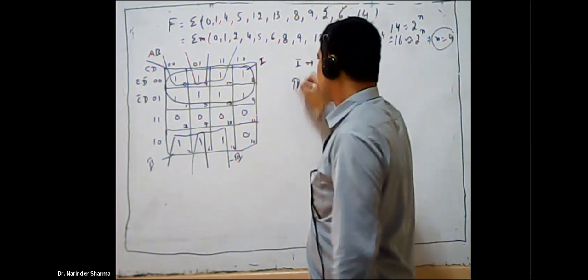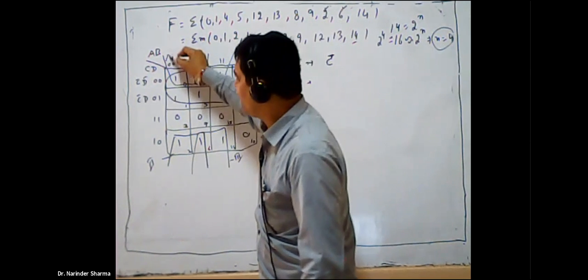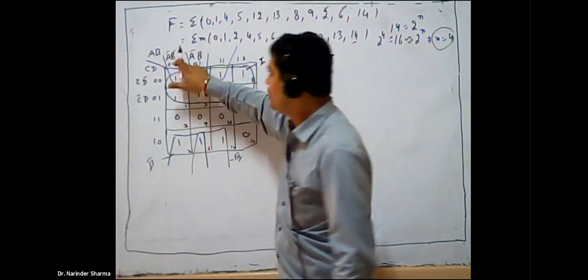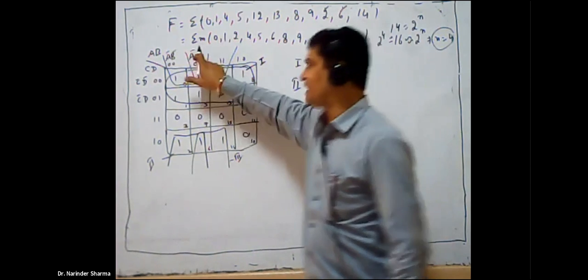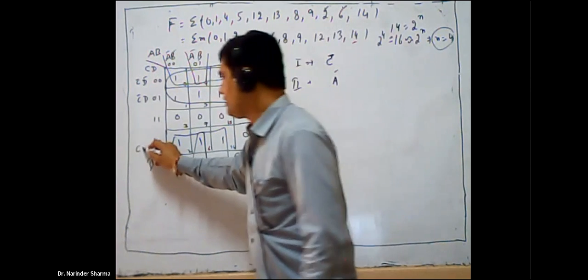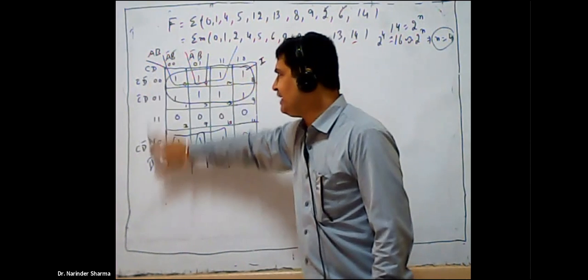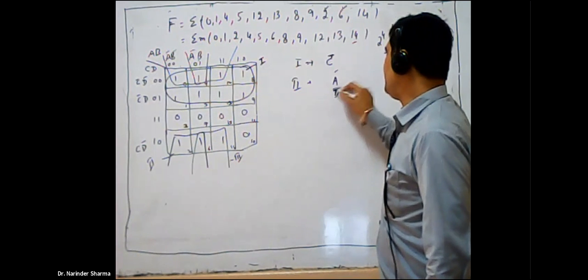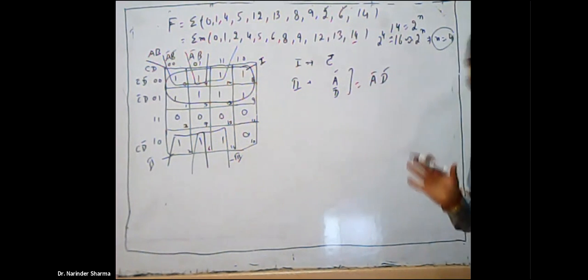Second group. This is your second group. This side you are getting A bar, B bar. This side you are getting A bar, B. So which is common? That is A bar. From this side, here you are getting C bar, D bar, and here you are getting C, D bar, which is common between these two, D bar. So its result would be A bar, D bar. This is the shortcut method to pursue the problem.